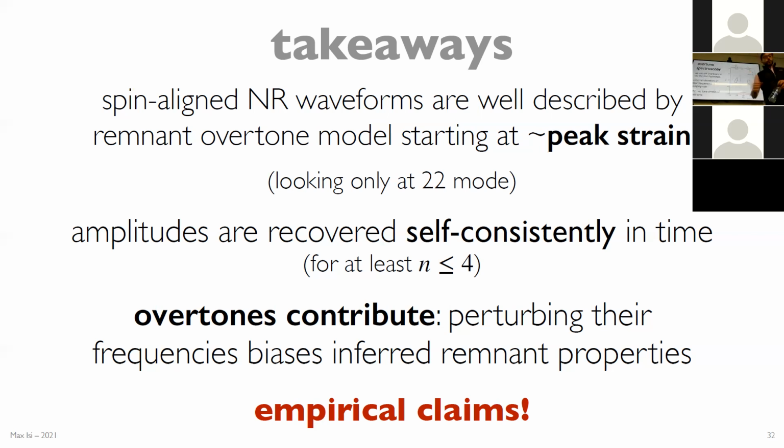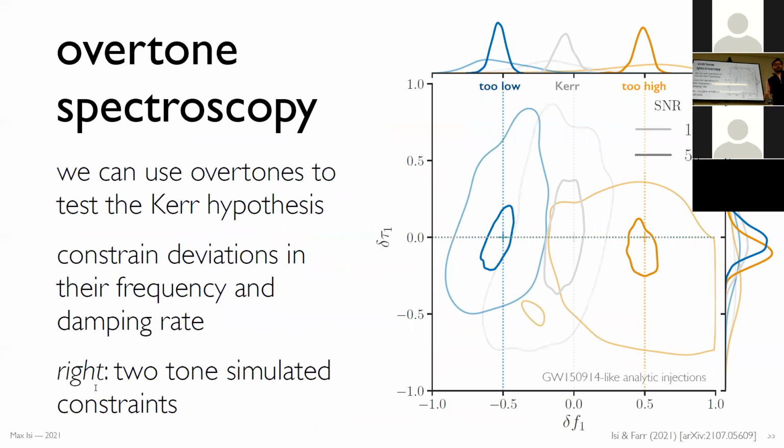Anyhow, based on that, we can simulate a signal with the fundamental and, in this case, a second overtone. If the signal is actually a Kerr black hole, we can measure these delta f, delta tau parameters and return a measurement that's consistent with 0. For different SNRs, you get more precision if the ring is louder, obviously. If you perturb the frequency away and it's too low, you can measure that. And if it's too high, you can measure that as well.